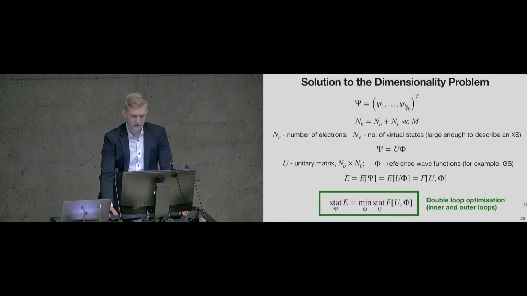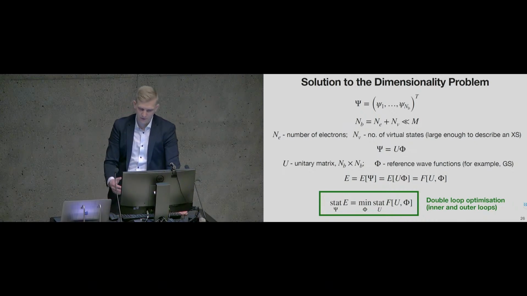We introduce a set of orbitals in our calculations, but we choose the number of orbitals to be much less than the number of basis functions. But the number of virtual, empty states should be large enough in order to get the excited state. And then we can apply a unitary transformation to some reference orbitals. It can be our initial guess.